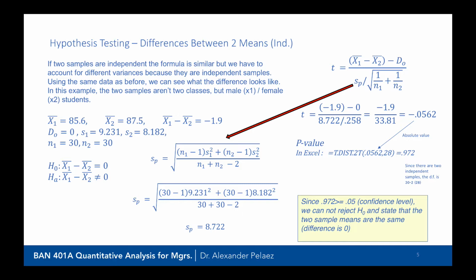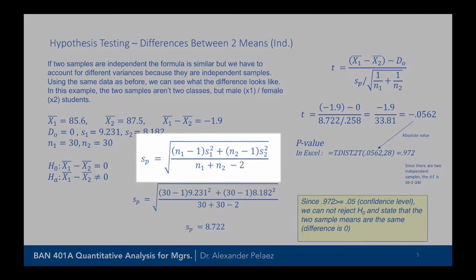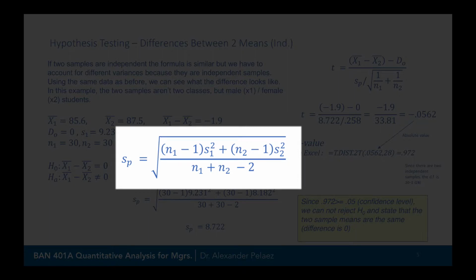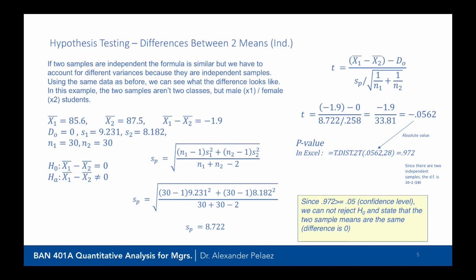We're going to be taking the square root of the entire quantity, n1 minus 1, times the variance, so s1 squared is really the standard deviation of sample 1 squared. That's equal to the variance of sample 1. Remember that the standard deviation is the square root of the variance. So we're going to add to that n2 minus 1 times the variance of sample 2, or the standard deviation of sample 2 squared. We take that quantity and put it over n1 plus n2 minus 2. And in this example, when we do that, we end up with 8.722.